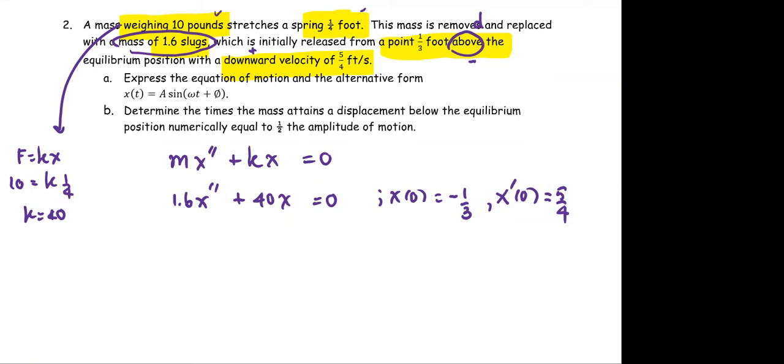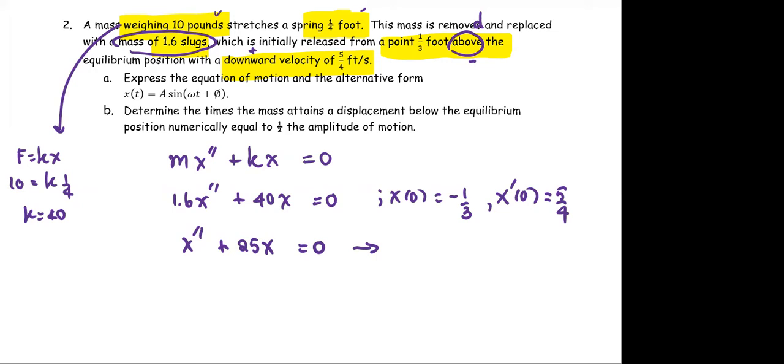And then the rest, I'm sure you are more comfortable with this now. To make the problem cleaner, again, divide all by 1.6. So we get x double prime plus 40 divided by 1.6, which is 25, x equals 0. And then with the auxiliary equation, m squared plus 25 equals 0, so m is plus or minus 5i. I try to avoid using the same m again.